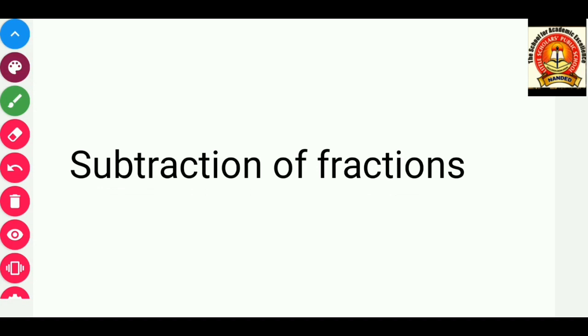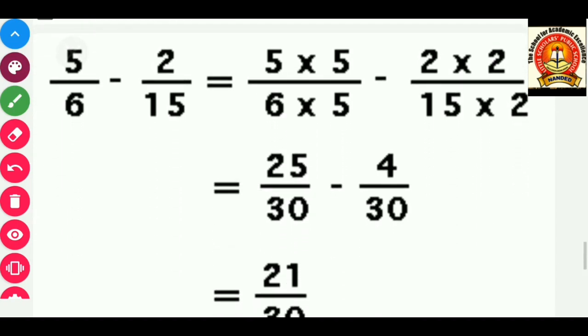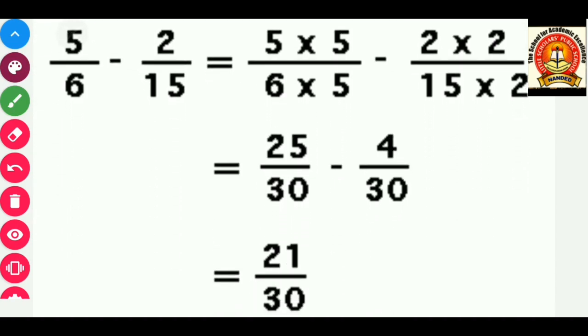Now we are having subtraction of fractions. Here we are having the example of subtraction of fractions. This is the example 5 upon 6 minus 2 upon 15. You are going to subtract 2 by 15 from 5 upon 6. So again I will take the LCM of 6 and 15. 6 and 15's LCM will be 30.